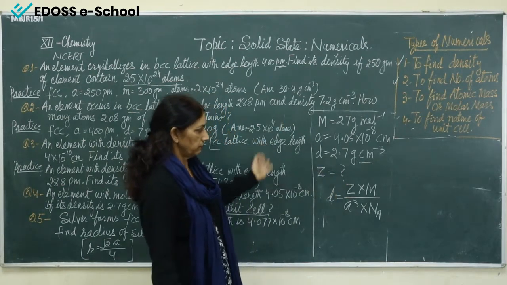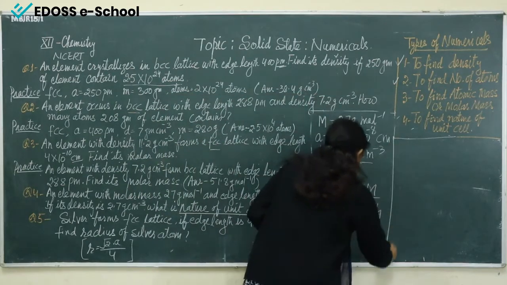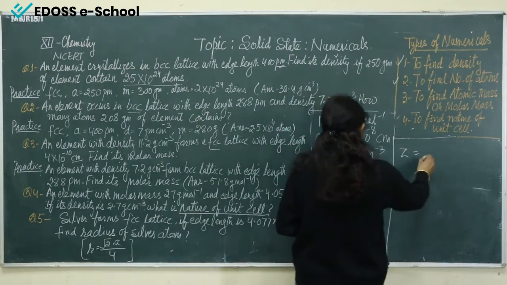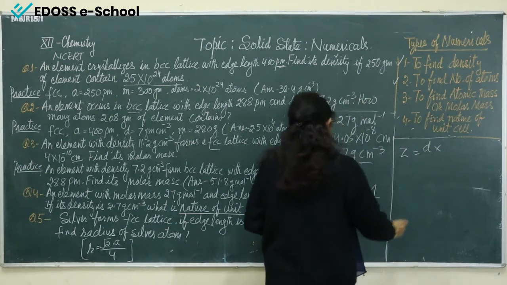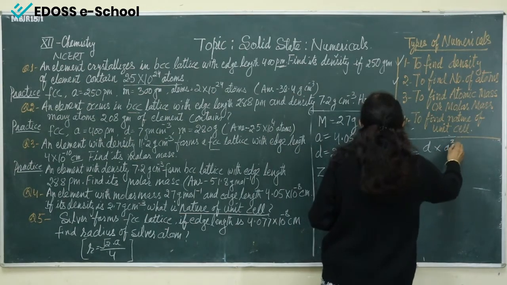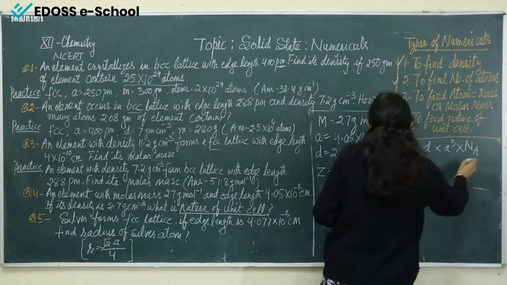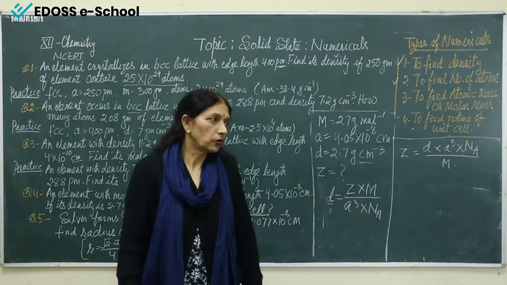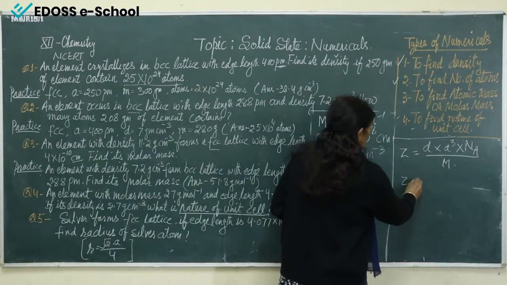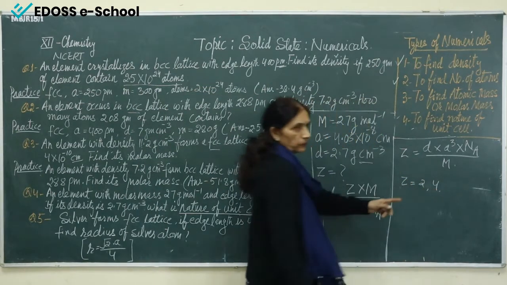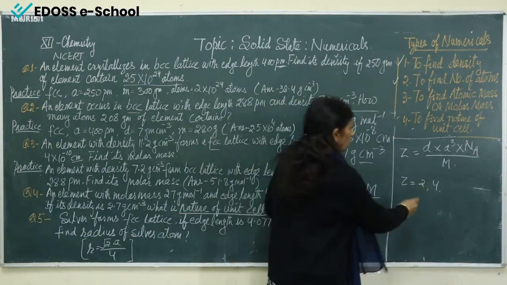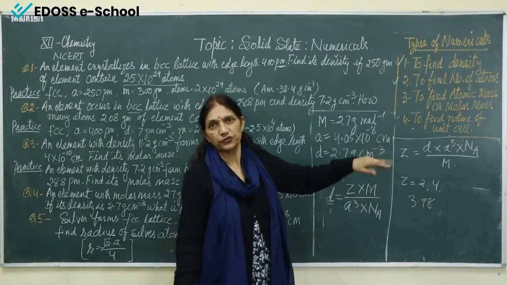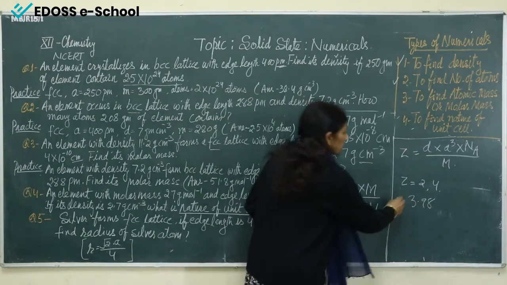So Z we can take this way. So we can say that Z is equal to D into A cube into NA upon capital M. And remember, because the value of Z is either 2 or 4, even if your value comes 3.98 approximate, don't get confused that your question is wrong. Your question is not wrong. This can be approximate.